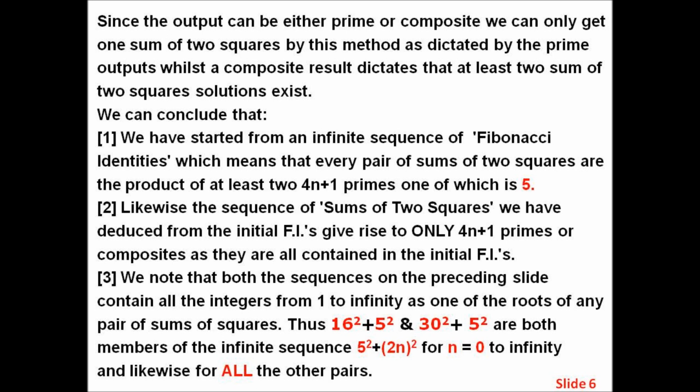2. Likewise, the sequence of sums of two squares we have deduced from the initial Fibonacci identities give rise to only 4n plus 1 primes or composites, as they are all contained in the initial Fibonacci identities. 3. We note that both the sequences on the preceding slide contain all the integers from 1 to infinity as one of the roots of any pair of sums of squares. Thus, 16 squared plus 5 squared and 30 squared plus 5 squared are both members of the infinite sequence 5 squared plus 2n squared for n equals 0 to infinity, and likewise for all other pairs.